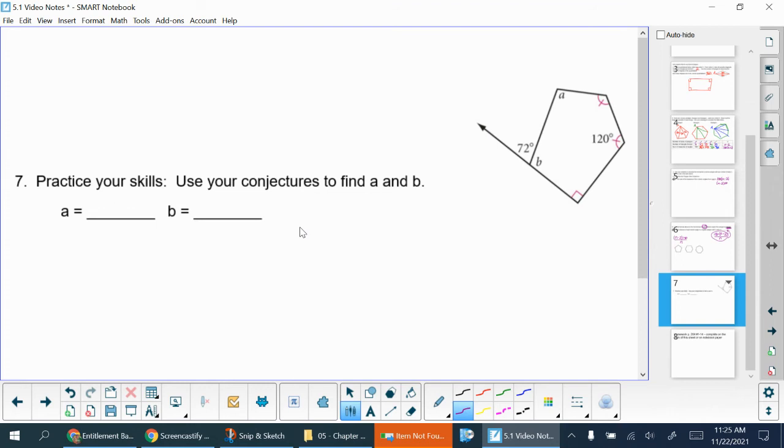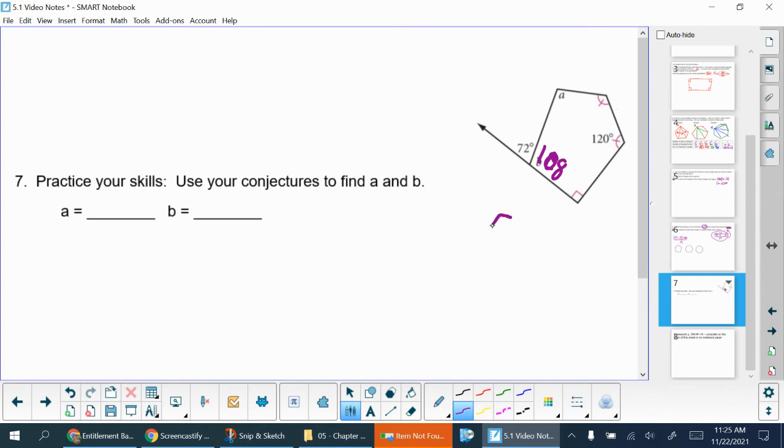Okay, so if I'm looking at this, the thing we've talked about with these kind of pictures is always find what you can first. So first thing I'm looking at is actually angle B, because I know that those two angles have to add up to 180. So I'll grab my calculator and do 180 minus 72, and I get 108. And I'm just going to write that right in, 108.